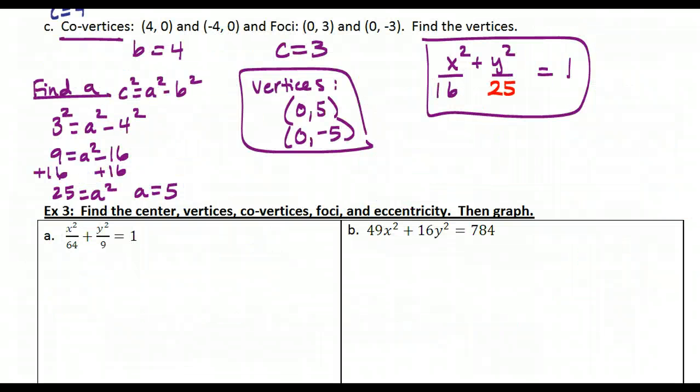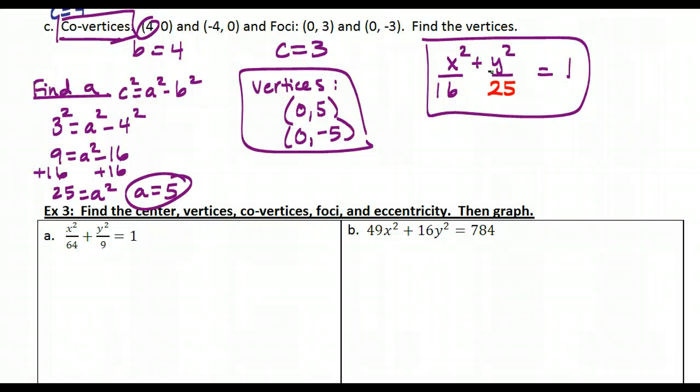Alright, two things we should check right now. First of all, I was given the co-vertices, so did you say 4 was a b value? You're going to want to check that. And then the foci gave us a c value, so what I did is I went through and I found a. And because I knew the co-vertices, that is in the x position, so I put 4 squared under x. So I knew that this other guy had to go with y, and so when I found my vertices, I put it in the y position. 5 is in the y position, and there's my equation.